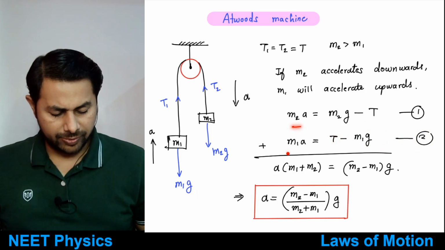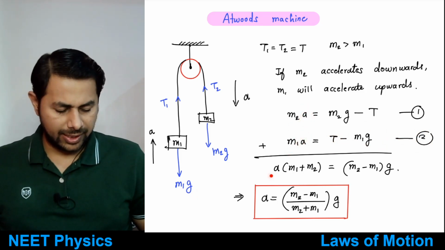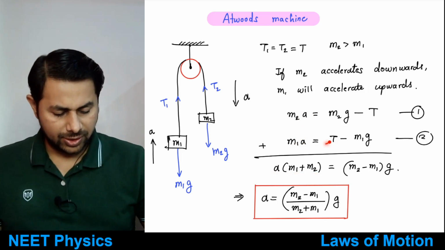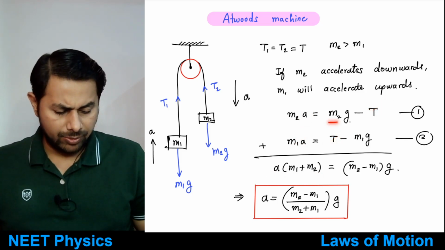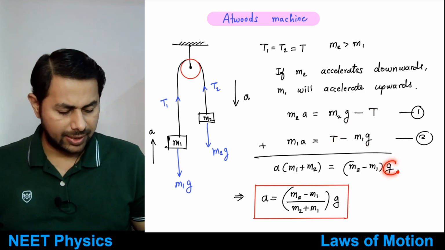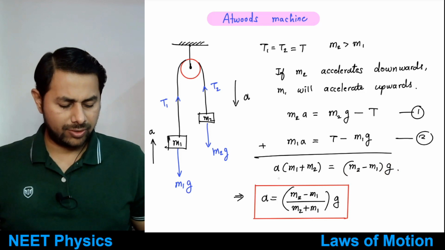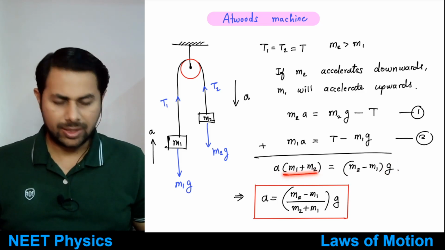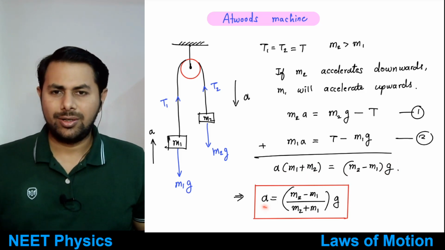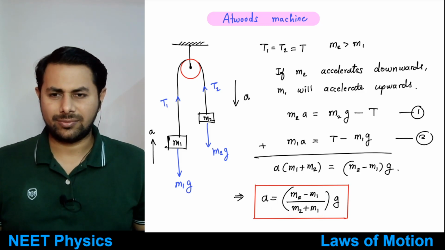If you add up the two equations, you get what? a you can take common. So it is a times m1 plus m2 on the left hand side. And on the right hand side, what do you have? This T and T will get cancelled out. m2 times g minus m1 times g. So again, you can take g common on the right hand side. So what will remain? m2 minus m1. Then you can find out acceleration very easily. Just move that m1 plus m2 to the other side. So you get acceleration is equal to m2 minus m1 divided by m2 plus m1 multiplied by g.